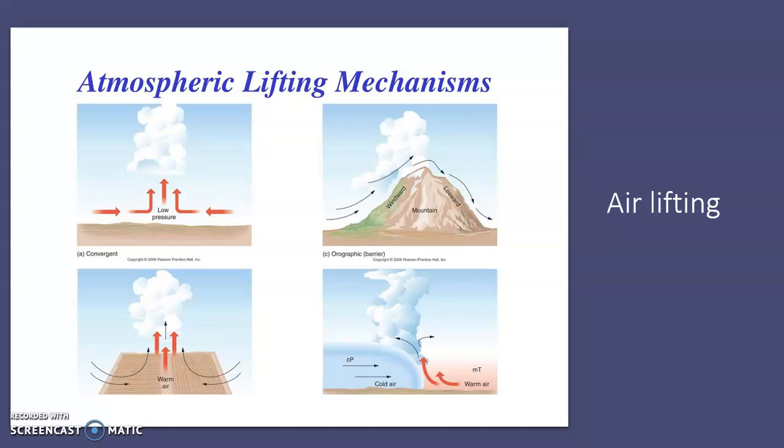And then you have your convection lift, and then your frontal wedge lift, which, as you can see, the warm air is forced up by the colder air because it's less dense than the colder air.